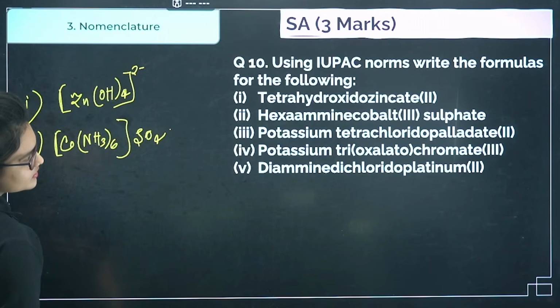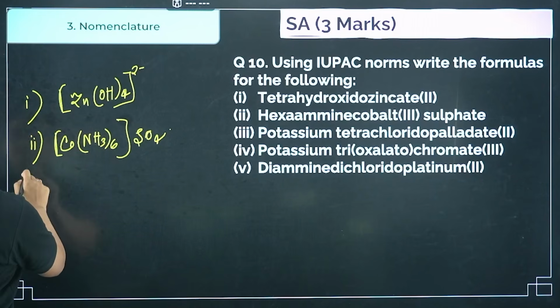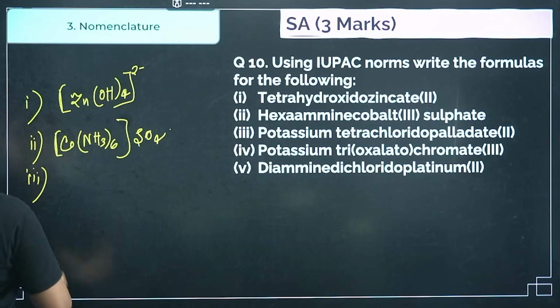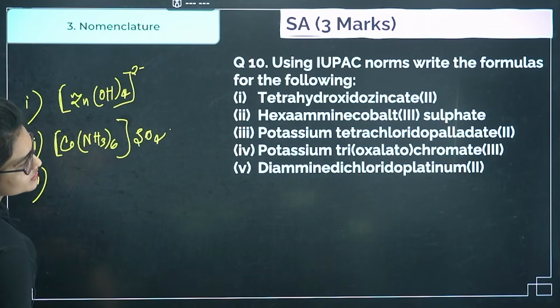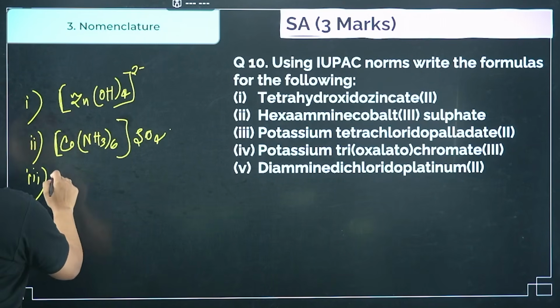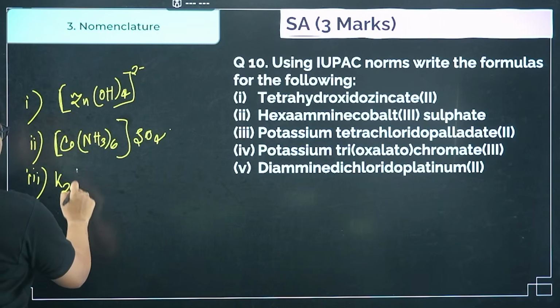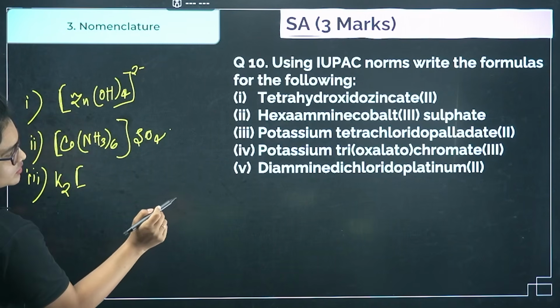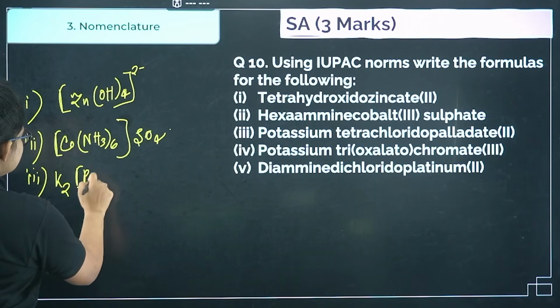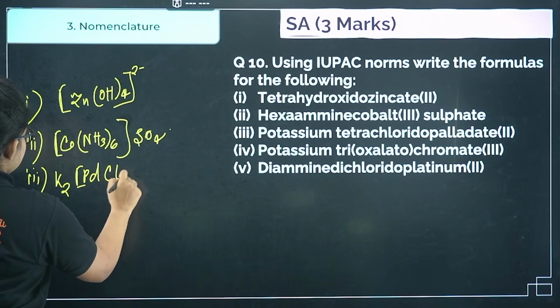Okay, let's proceed with the third one, that is potassium tetrachloridopalladate(II). Potassium is the cation here, so K2, tetrachloridopalladate, so Pd with 4 Cl. Okay, that's it.